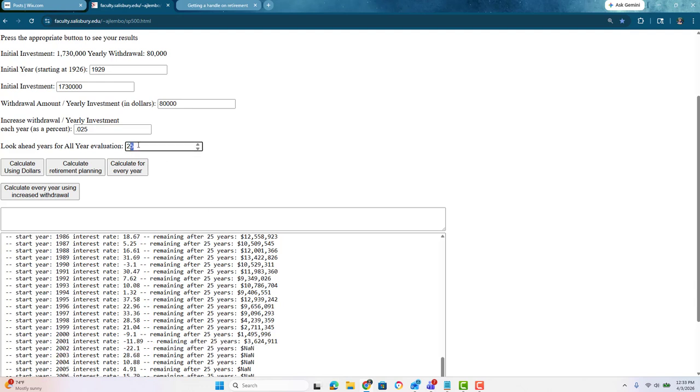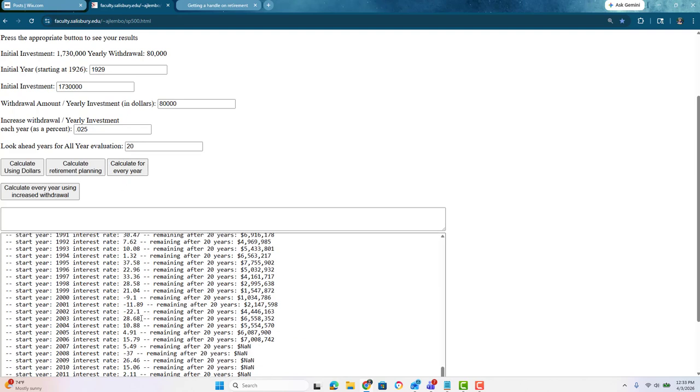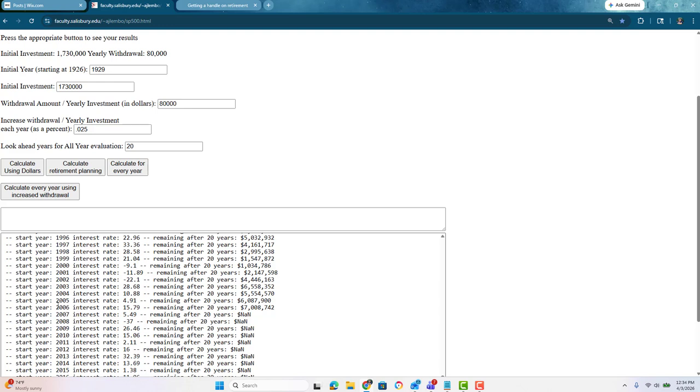If I wanted, I could lower this to 20 years, calculate for every year, and you could see now I can move into 2006 because it's 2026. So in 20 years, we'd have quite a bit of money in here. Again, in 2000, we can look 20 years ahead and what was left in our savings.